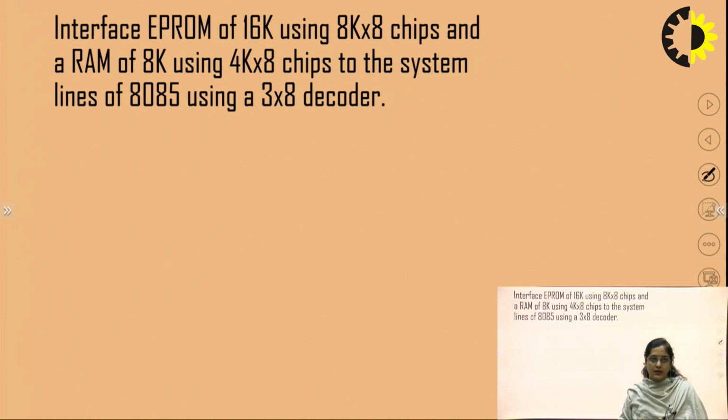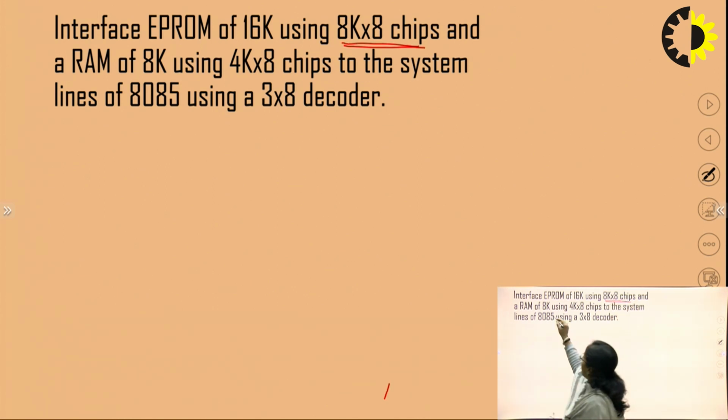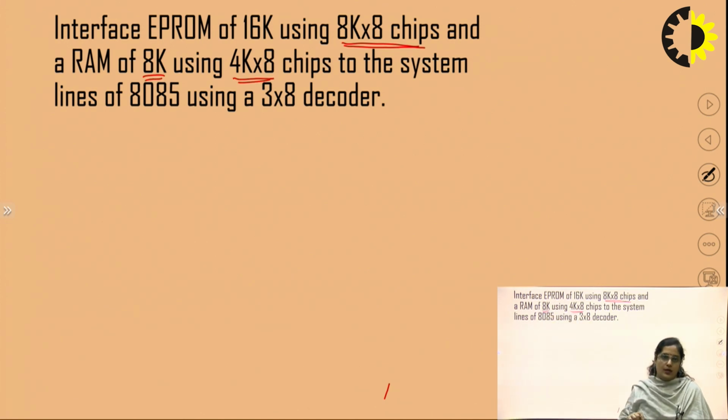Next example: here the EEPROM is 16 kilobyte, but we have only 8 kilobyte chips. Similarly, for RAM, we have to connect 8 kilobyte of RAM, but we have 4 kilobyte chips available. So for EEPROM, we require 2 EEPROMs of 8 kilobyte each, and for RAM, we require 2 RAMs of 4 kilobyte each. Because in the market we have only 4 kilobyte RAM and 8 kilobyte EEPROM, but the requirement is 16 kilobyte and 8 kilobyte. So we have to connect 2 chips of 8 kilobyte.